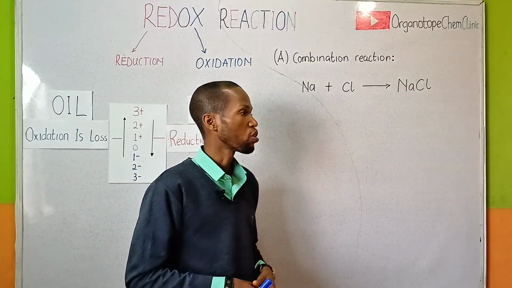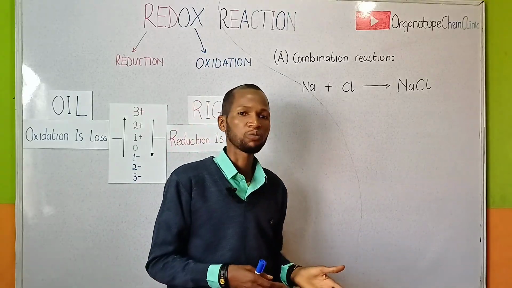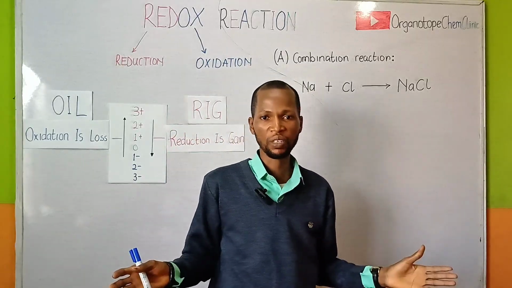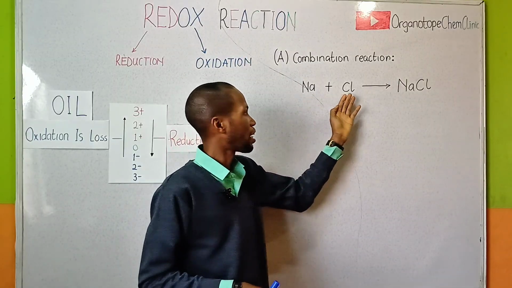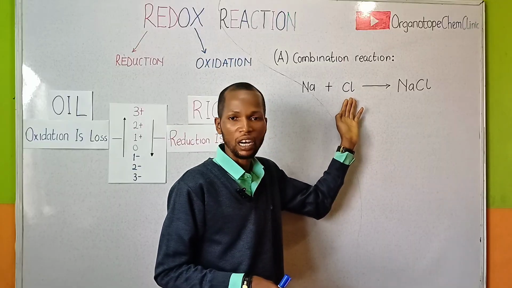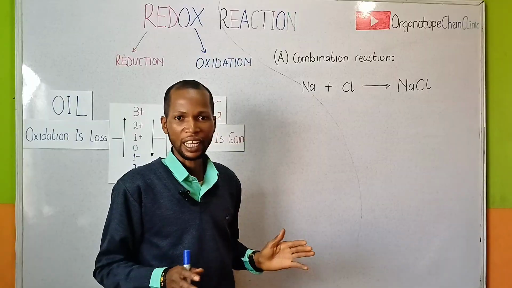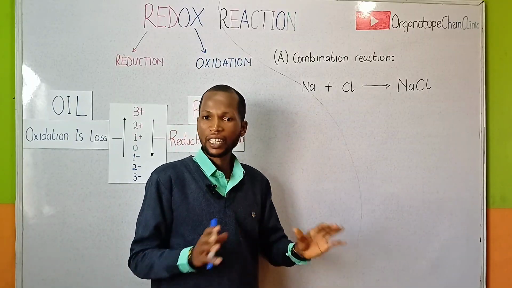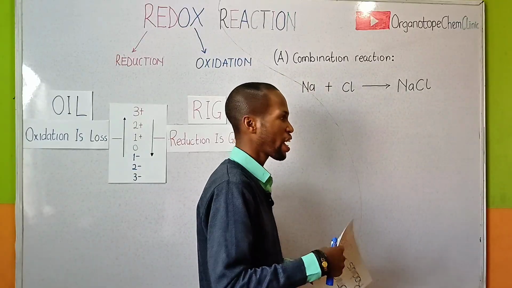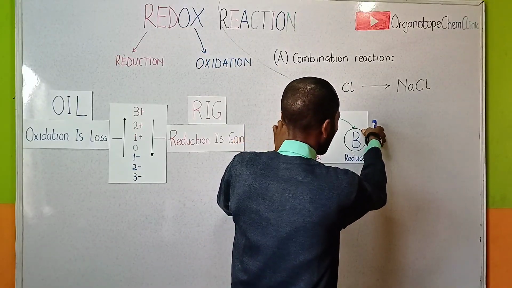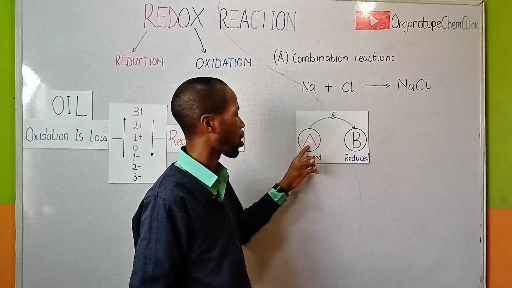We have a very good example of combination reaction right here. We have elements combining with another element to form compound. That is combination reaction. The parent atom here is sodium atom, and we have another parent atom which is the chlorine atom. Both are electrically neutral. That is, at this state, they do not have charge on them. When these two parent atoms react, atom A gives up electron to atom B, which implies that atom B gains or receives electron from atom A.